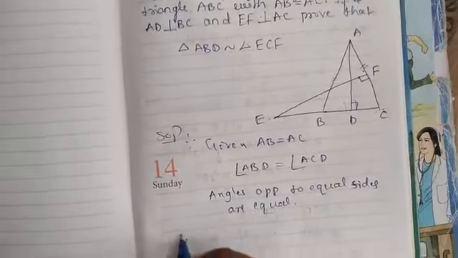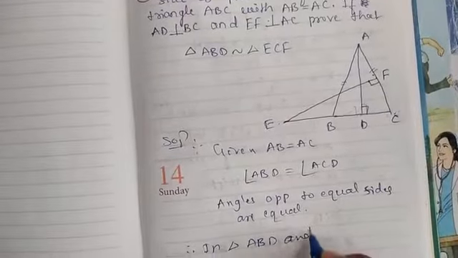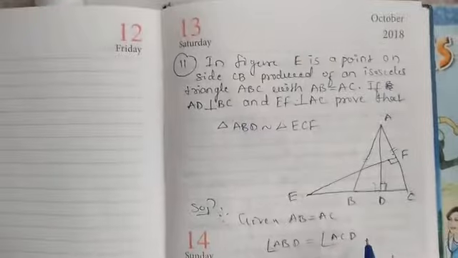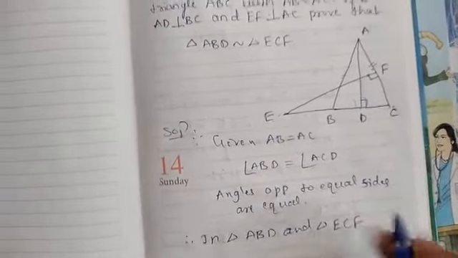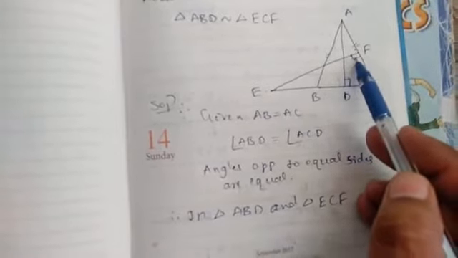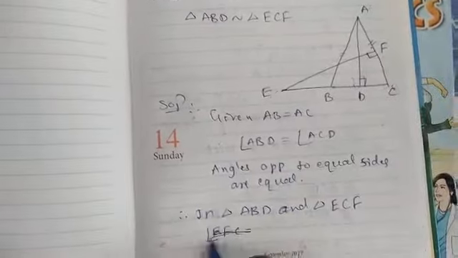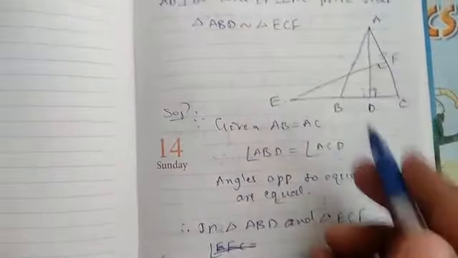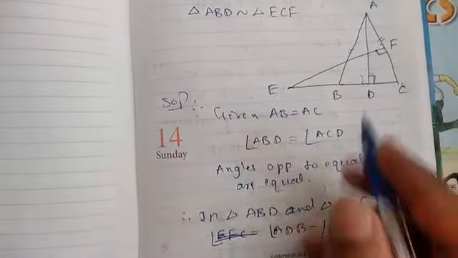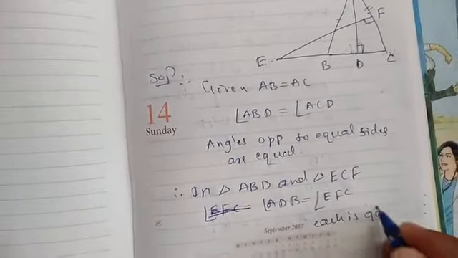Take the two triangles: triangle ABD and the second triangle, ECF. Compare both triangles. In triangle ECF this angle is 90 degrees, and in ABD this angle is 90 degrees. So angle ADB is equal to angle EFC, because each is 90 degrees. This is the first point.